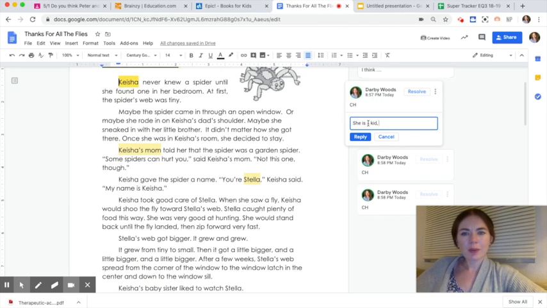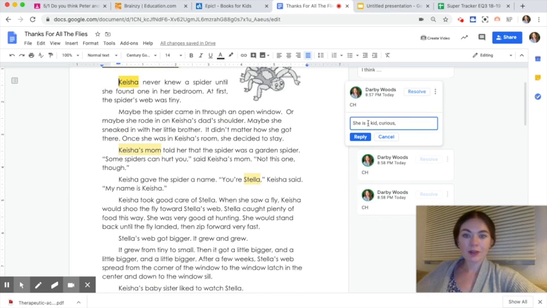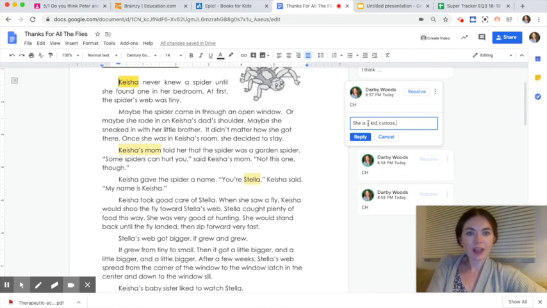What else do I know about Keisha? Keisha seems to be a little bit curious because she's asking questions about the spider. And I can kind of tell, I think she likes the spider since she gives it a name.